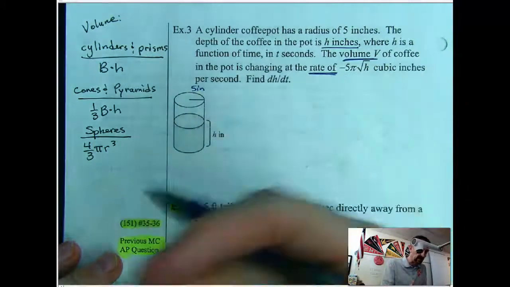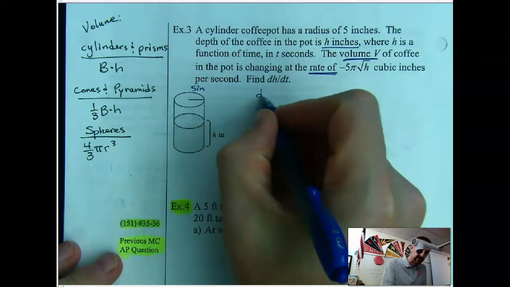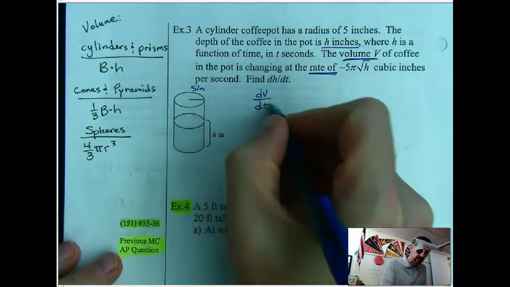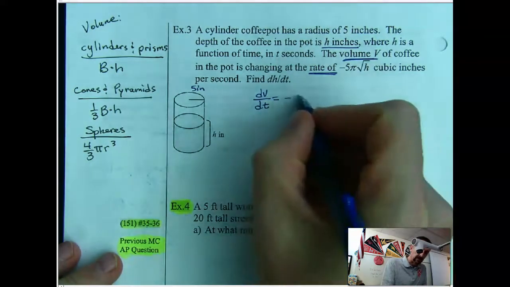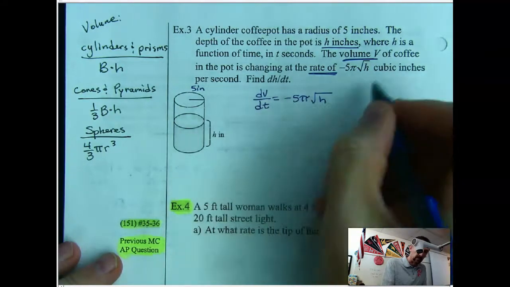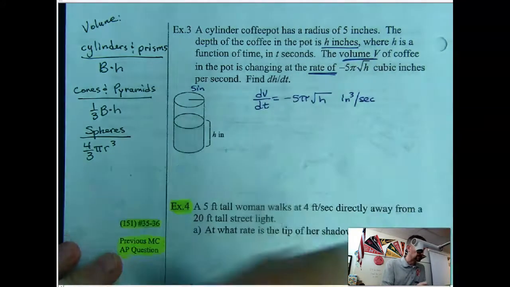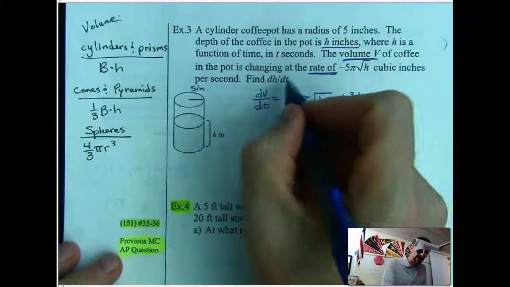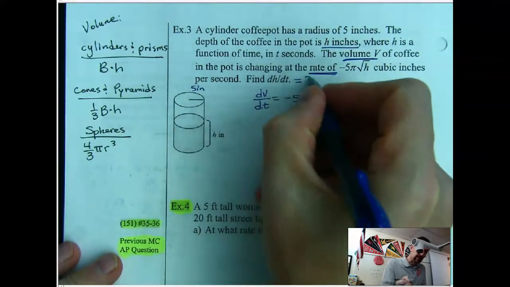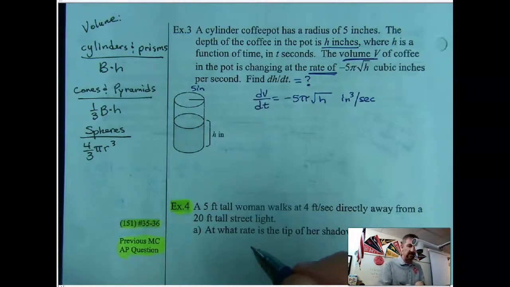So the volume of the coffee pot is changing at this rate. Okay, so again, pause, try to do some of the stuff yourself. So that's telling you dV/dt equals negative 5 pi root h cubic inches per second. Okay, find dh/dt. So that's what we're trying to find. That's our question mark. That's going to be in inches per second.